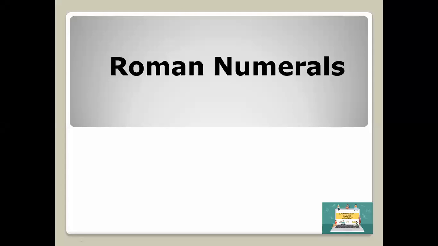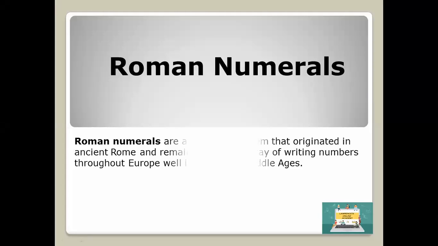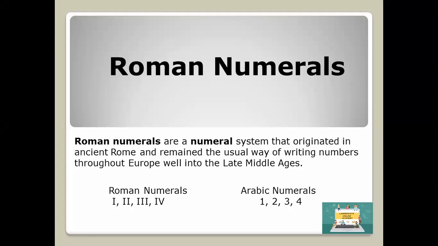Today's lesson is about Roman numerals. Roman numerals are a numeral system that originated in ancient Rome and remained the usual way of writing numbers throughout Europe well into the late Middle Ages. Roman numerals and Arabic numerals are equal. That is, the one in Arabic numerals is equal to the one in Roman numerals, but they are written differently.